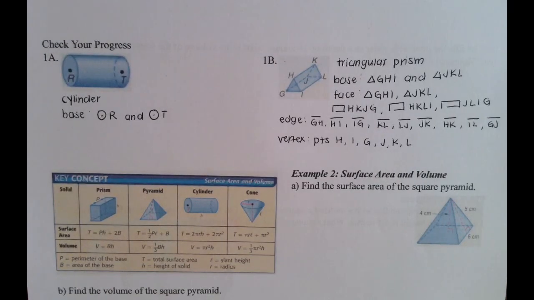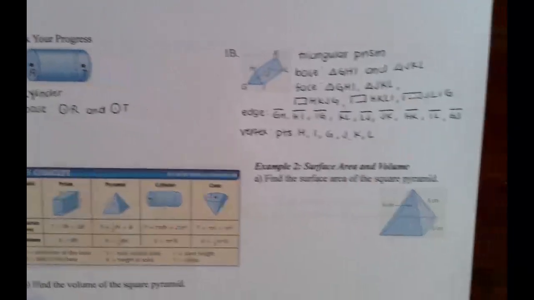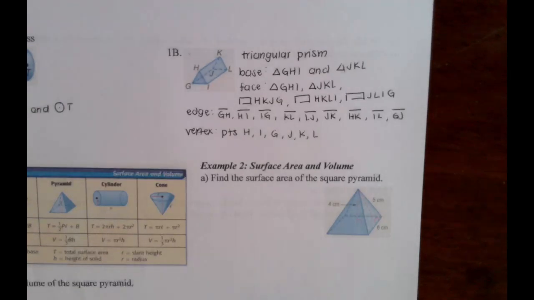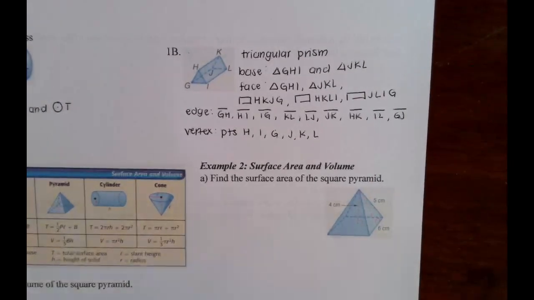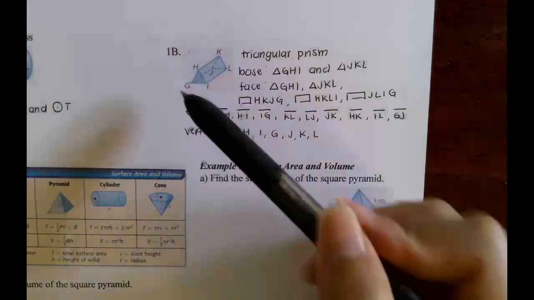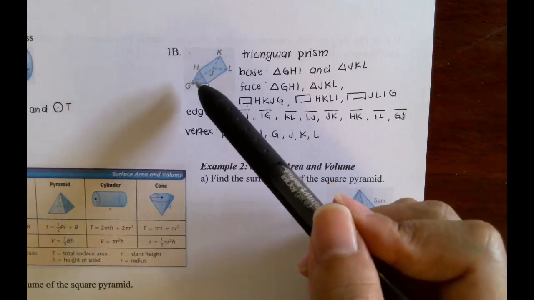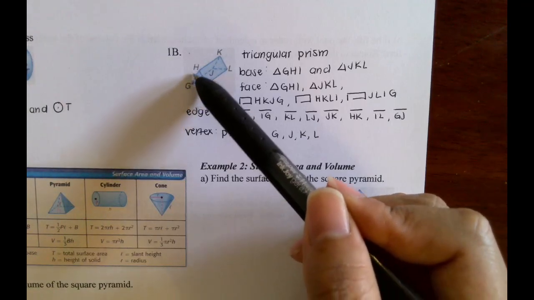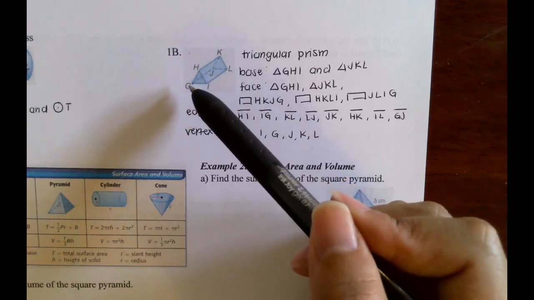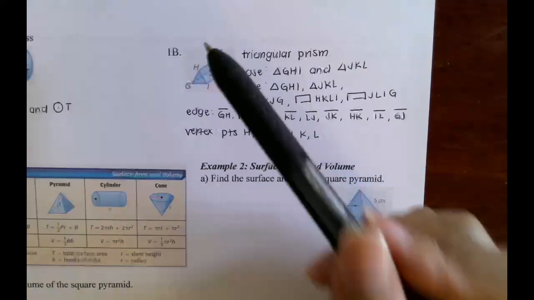Okay, so 1A is a cylinder. It has bases of circle R and circle T. It doesn't have any vertices, edges, stuff like that. Okay. 1B is our triangular prism. Your order of letters might be different. Remember how we name polygons is you just pick one of your vertices and then you just go in order. So for me, I picked the triangle GHI. Again, if you call it HIG, if you want the other way, that's fine. You just need to go in order.